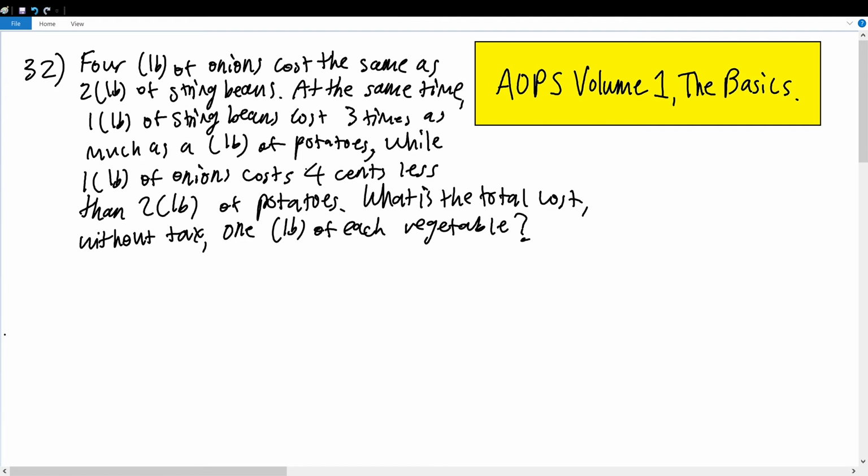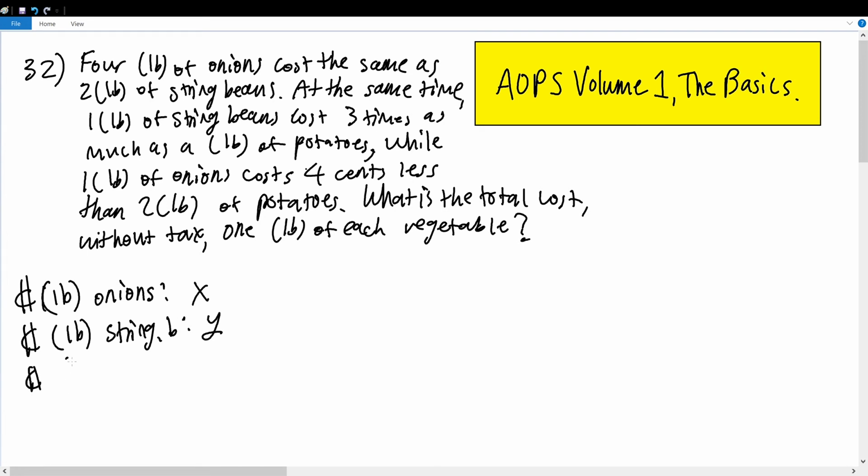So there is a lot going on here, but if we simplify things down by assuming some quantities, we should be able to simplify it down into some simple arithmetic. So let us suppose that the price of 1 pound of onions in cents, note this is in cents, is x cents. And the cents per pound of string beans will be y, and the cents for 1 pound of potatoes is going to be z. So with this, we can begin to utilize the information that's given to us.